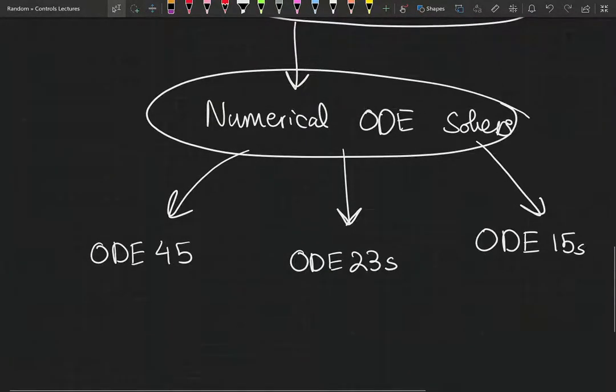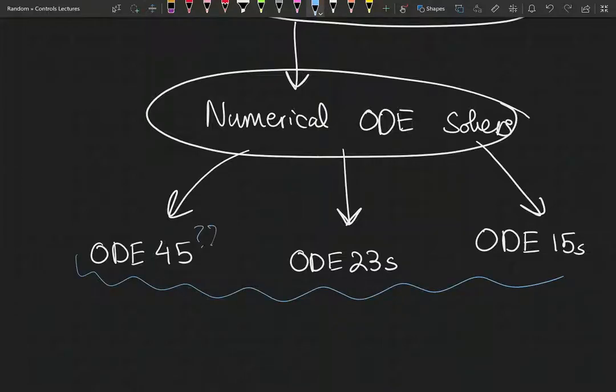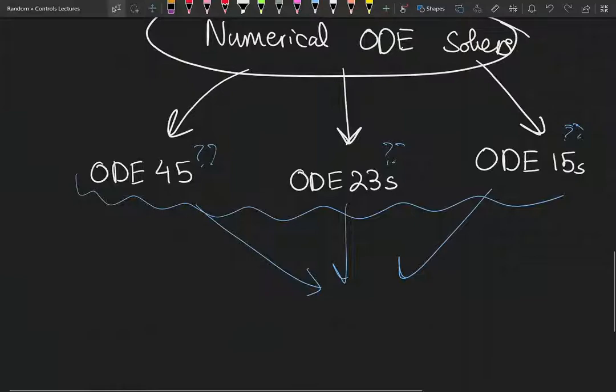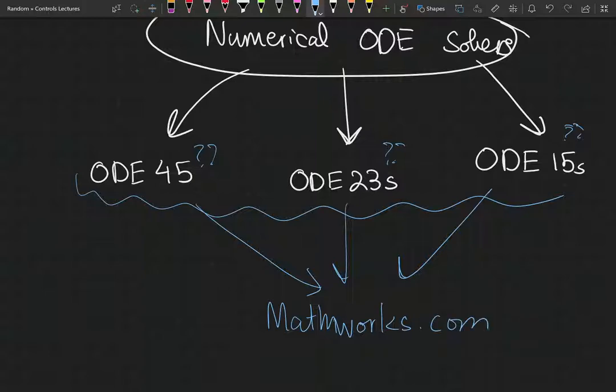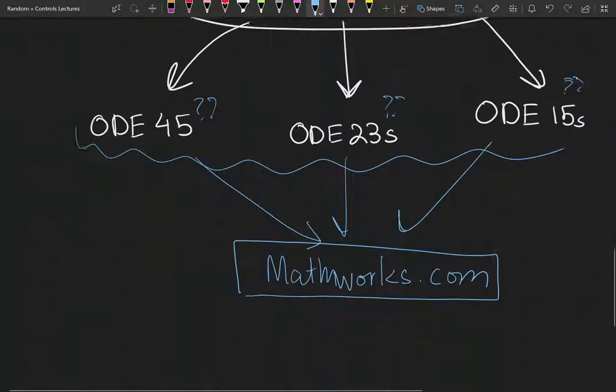Another question arises: okay, I have so many options, when do I use this? When do I use this? Why? What's the difference? The answers can be found on the MathWorks website, mathworks.com, which I shall link in the description. Which differential equation solver is applicable in which scenario, these answers will be found on the website of the developers themselves, okay?